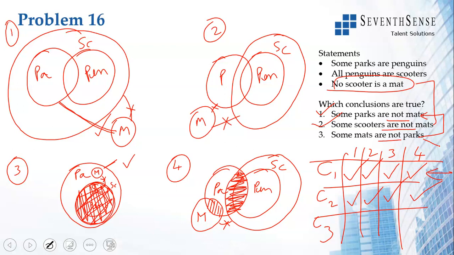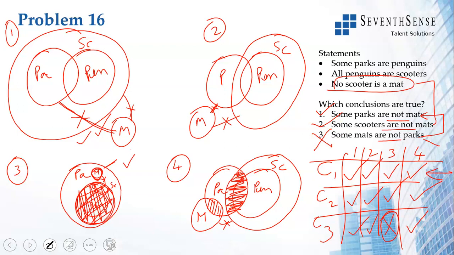Let us see. In diagram 1, some mats are not parks is true because there is no overlap. In the second one also there is no overlap, so some mats are not parks is true. But look at the third one. All the mats are parks. So in diagram 3, the conclusion does not hold. Diagram 4 also it is true, but because in diagram 3 it doesn't hold, this conclusion is false.